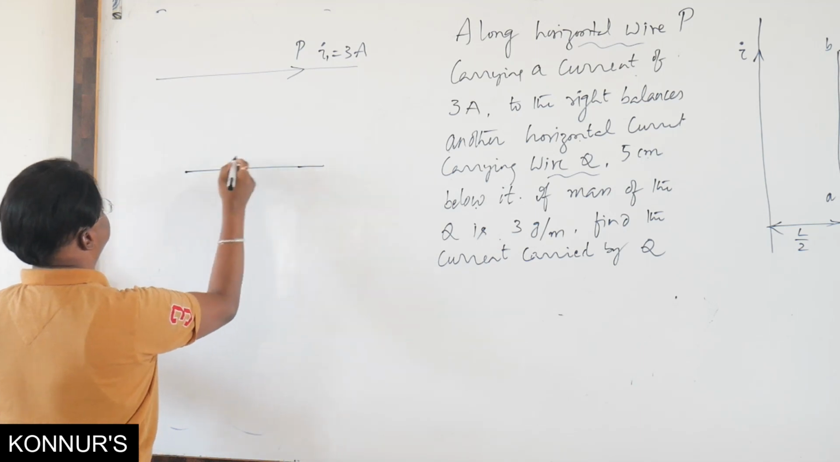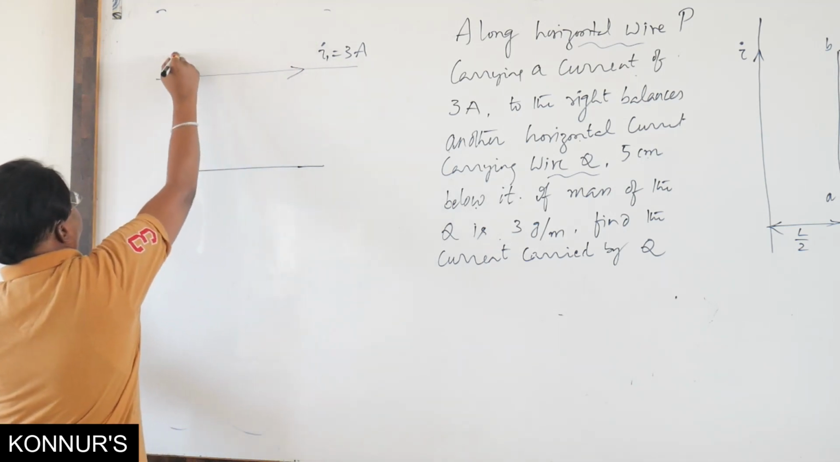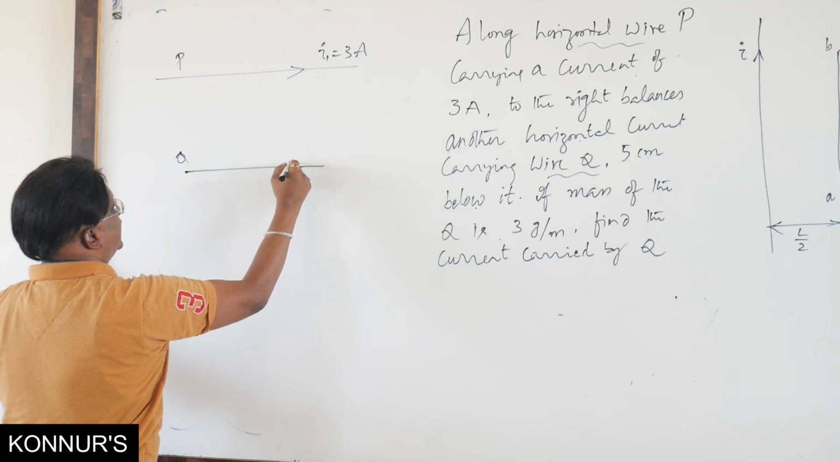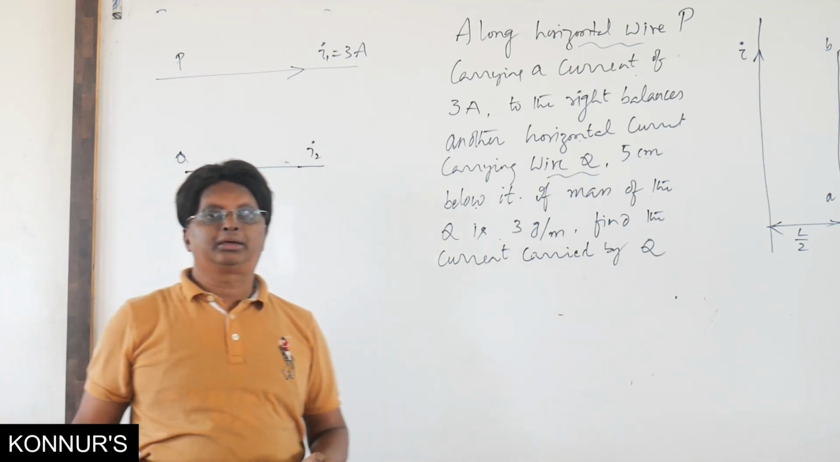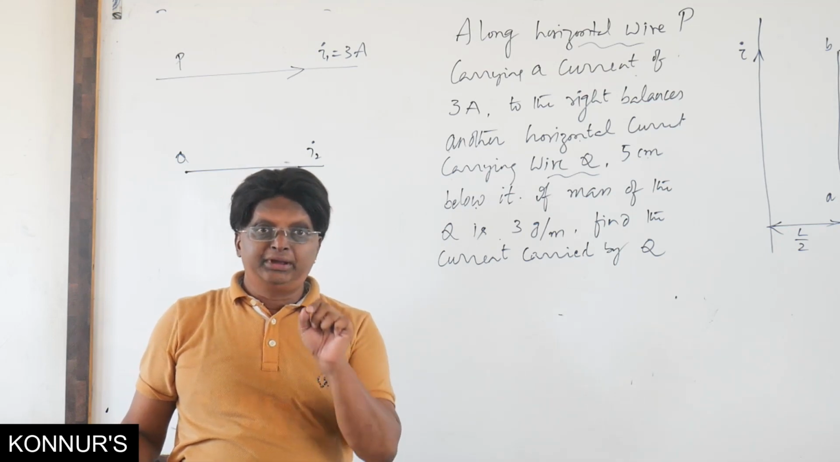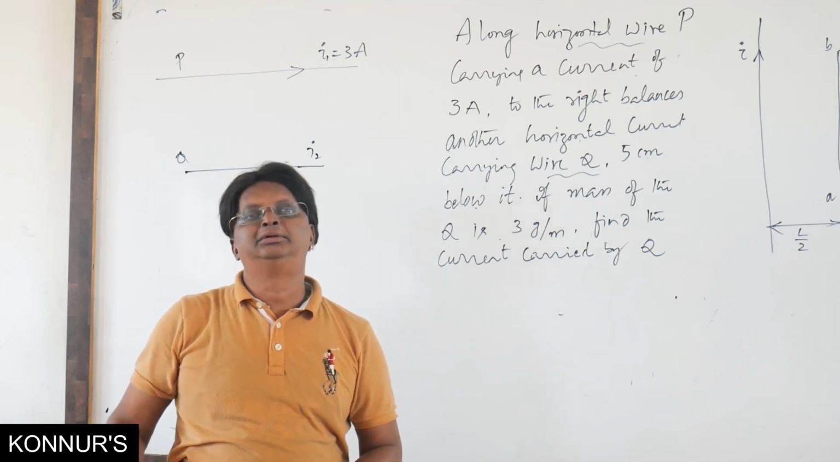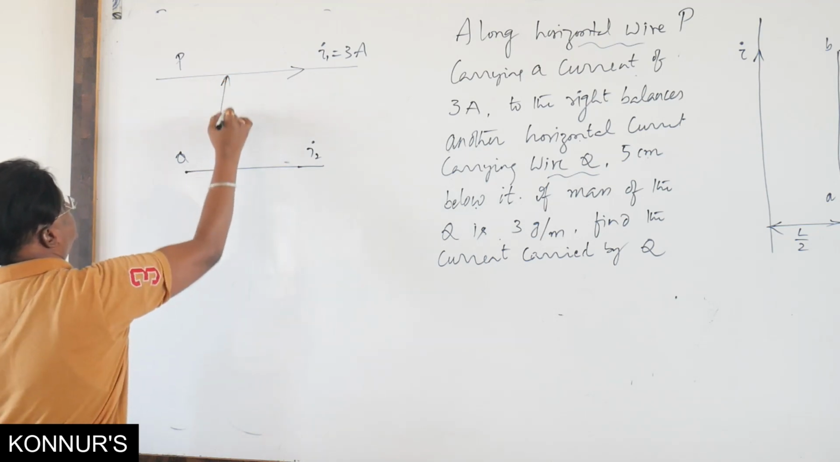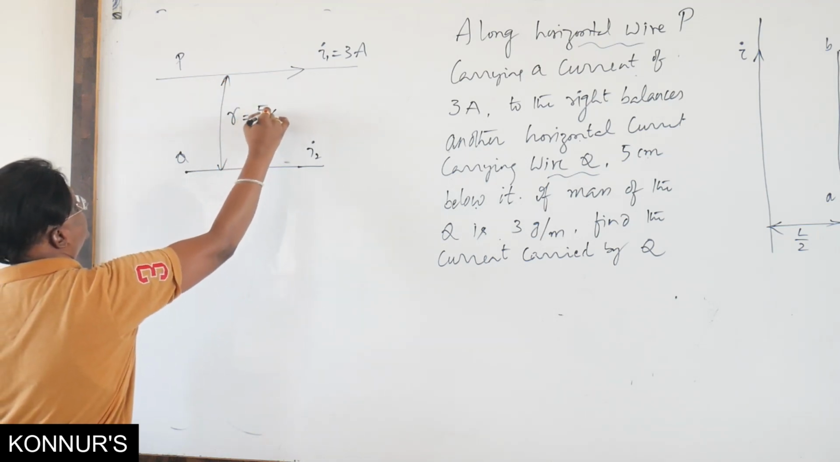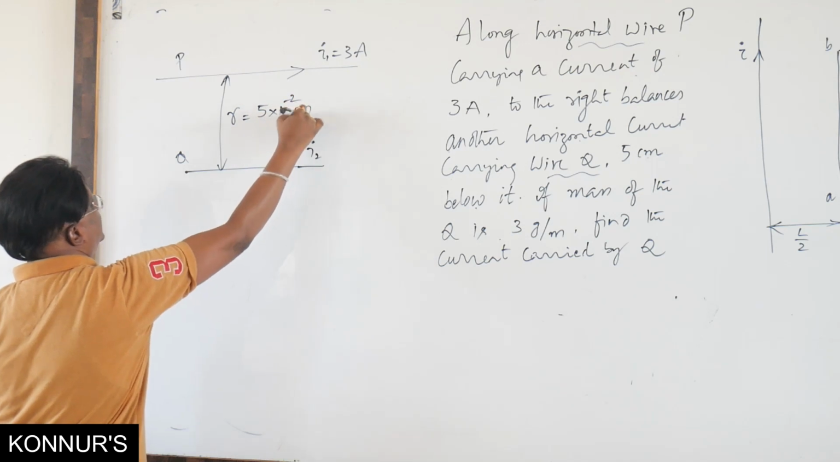Supposing I take this conductor as Q and it carries a current I2, we don't know whether they are parallel currents or anti-parallel currents; that is to be determined by using our principle. Now this perpendicular distance is given to be R, which is 5 centimeter. This is also data.